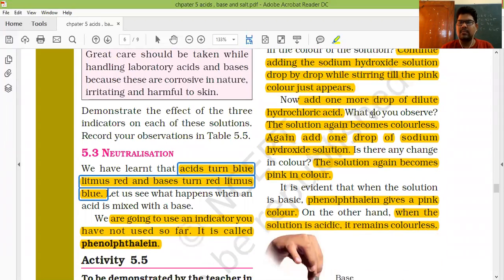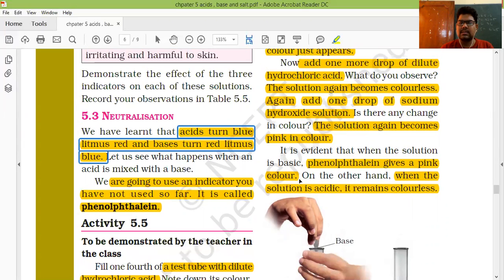Now add one more drop of the dilute hydrochloric acid and the solution again becomes colorless. Then again add one drop of sodium hydroxide solution. The solution again becomes pink in color, as phenolphthalein gives a pink color. On the other hand, when the solution is acidic, it remains colorless.